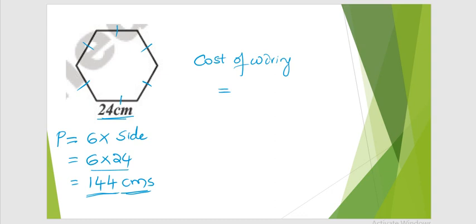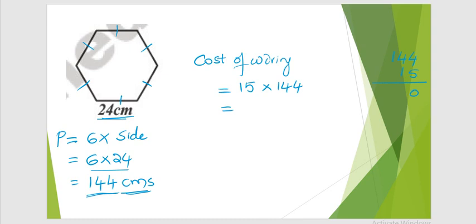So for the cost of wiring, what is the formula? Cost per centimeter into perimeter, right? So the cost per centimeter is 15 into the perimeter, 144. Now if you multiply, what are we going to get? So how to do the multiplication? 144 multiplied by 15.